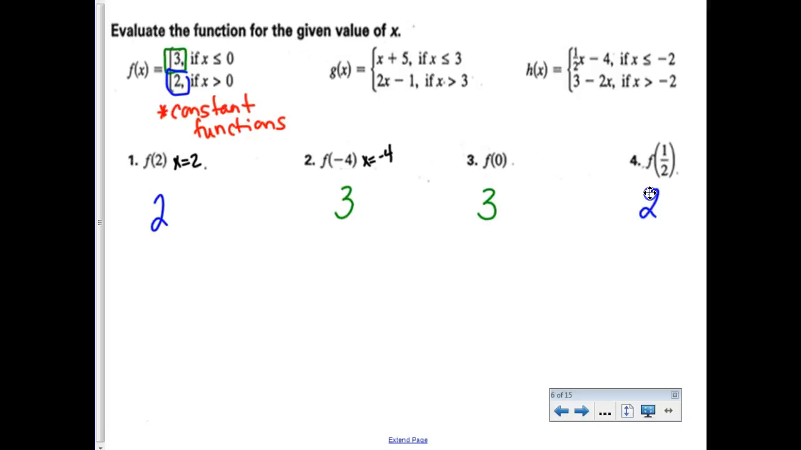Me personally, I would be very happy if I saw a constant function because it's easier. They're just weird.